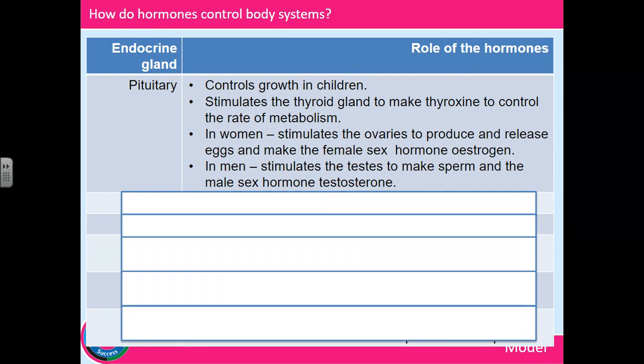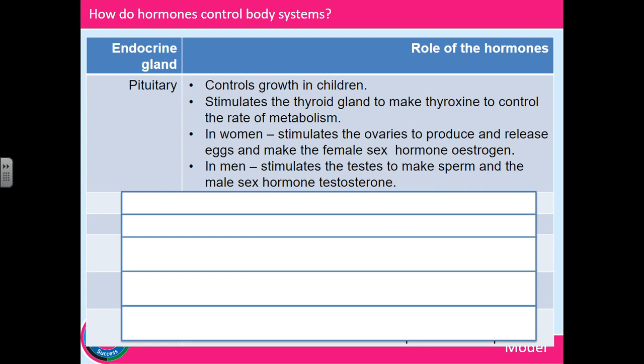Okay, let's have a look at the different glands and what the hormone of that gland does in our body. So let's look at the pituitary gland, or the master gland. It controls the growth in children. It stimulates your thyroid gland, which is in your neck, to make thyroxine, which controls the rate of your metabolism, or how fast you use energy.